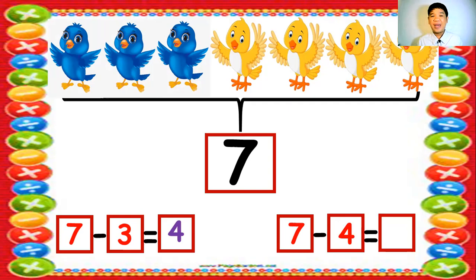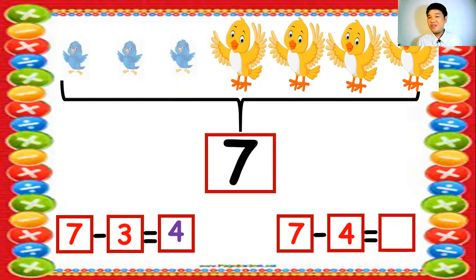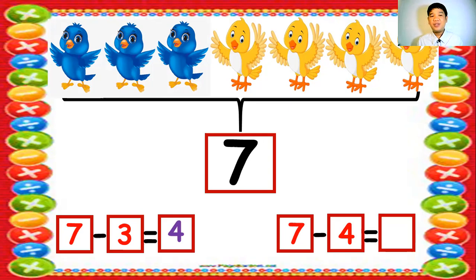All right, so 7 minus 4 is equal to, what is our difference? Our difference is the bluebirds. And how many bluebirds do we have? All right, so we have 3 bluebirds. Using the addition method, we can say that 4 plus 3 is equal to 7, or 3 plus 4 is equal to 7.